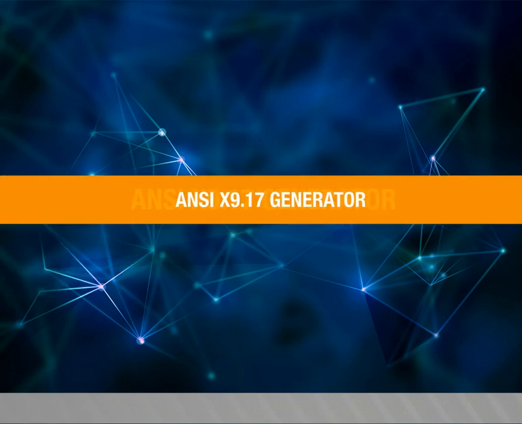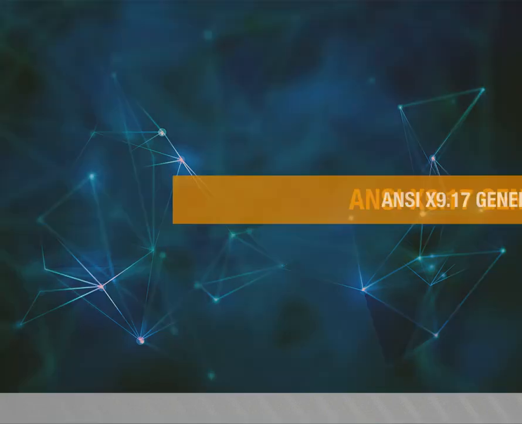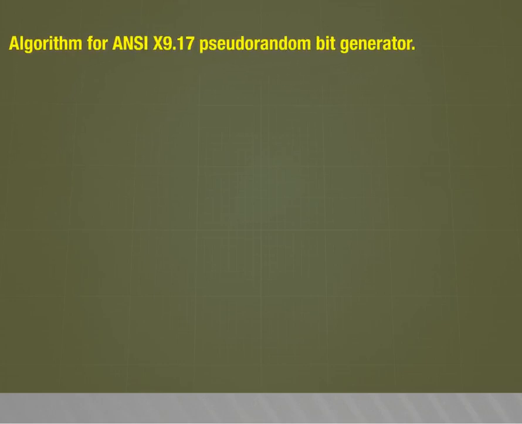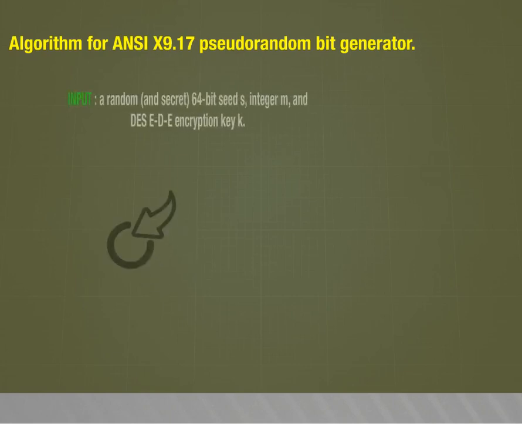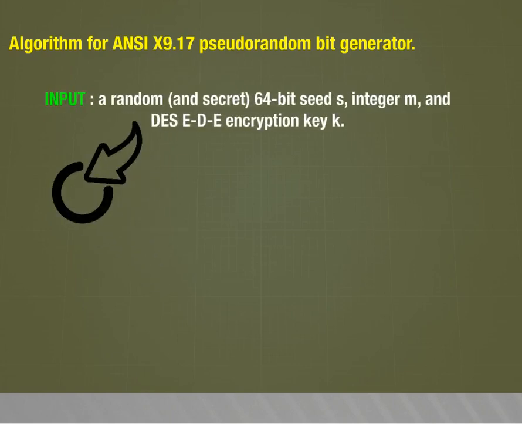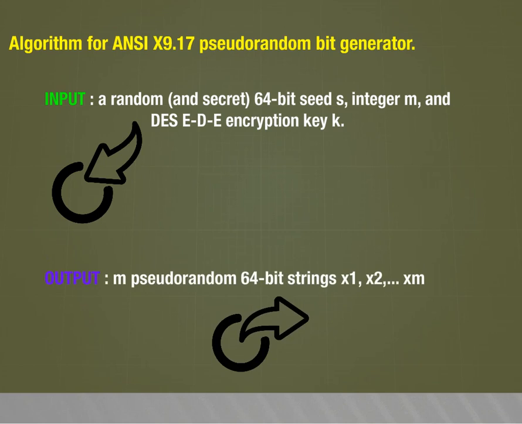ANSI X9.17 generator. In this video, we are going to see about the ANSI X9.17 generator. Algorithm for ANSI X9.17 pseudo-random bit generator. Input: a random and secret 64-bit seed s, integer m, and DES EDE encryption key K. Output: m pseudo-random 64-bit strings x1, x2, and so on up to xm.